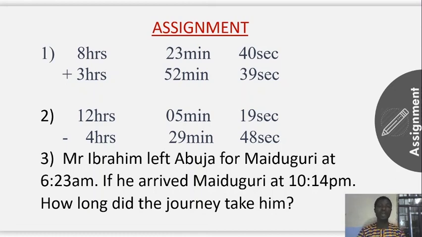Number 3 is a word problem, something similar to what we just did. Mr. Ibrahim left Abuja for Maiduguri at 6:23 a.m. If he arrived in Maiduguri at 10:14 p.m., how long did the journey take him? I hope you understand the questions. Try as much as possible to do it correctly and submit on my WhatsApp page.